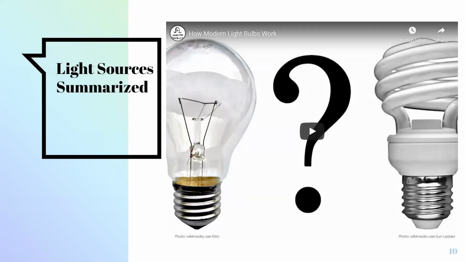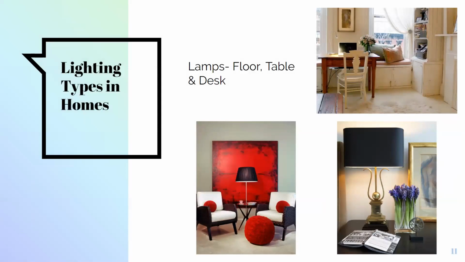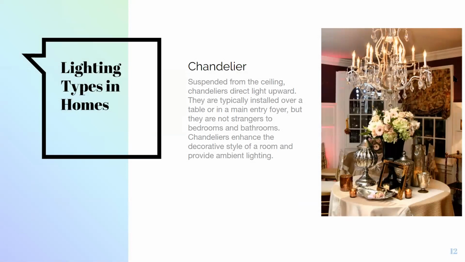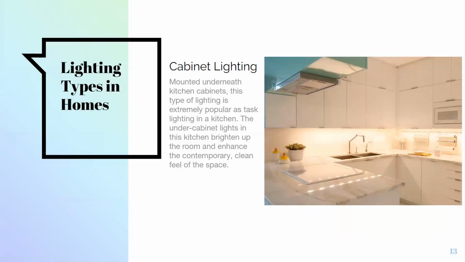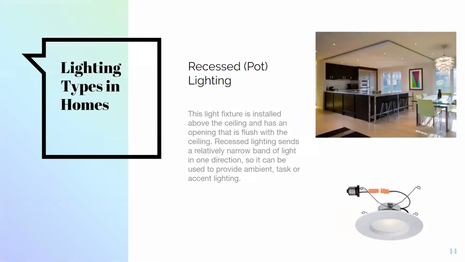Right, if you want to hop on and watch this video, you can do that, but it summarizes different types of light sources. Now, looking at lighting types in homes, a lot of these are self-explanatory, but you've got floor, table, and desk lamps. They're indicated here. You've got a chandelier. That's any fixture that hangs from the ceiling, usually over a kitchen table or something. Cabinet lighting would be something that goes under a cabinet to light up a countertop. Today these are typically LED strips you can buy at the hardware store.